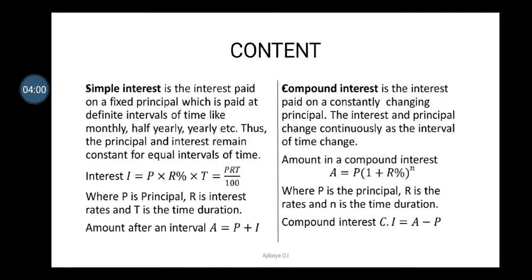So the amount in compound interest, that is the amount after the given period of time, A, is equal to P open bracket 1 plus R close bracket raised to the power of n, where P is the principal, R is the rate, and n is the time duration. Therefore, to get the compound interest, C.I. will be equal to the amount minus the principal. So we'll look at examples.